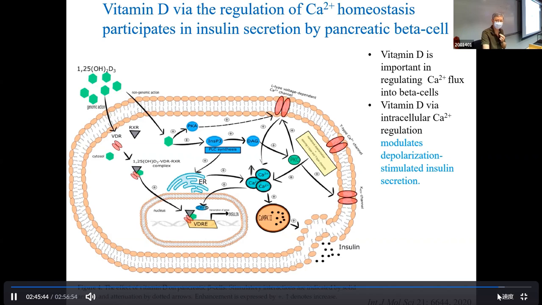The summary key point is that vitamin D is important in regulating calcium influx into beta cells. This is the calcium influx. Vitamin D, through intracellular calcium regulation, modulates depolarization-stimulated insulin secretion, so it will control and influence insulin secretion. Inadequate vitamin D may therefore interfere with and decrease insulin secretion in response to the stimulus.